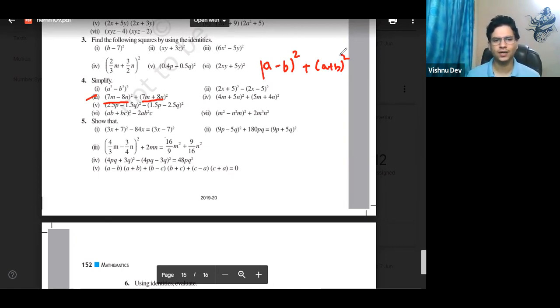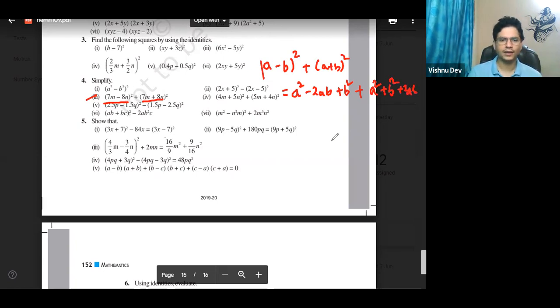Sinchana, Tanushree, Sanvi, right? Okay, what is the formula of A minus B whole square? Write it down. A square minus 2ab plus b square. Very good. And what is the formula of A plus B whole square? A square plus 2ab plus b square.